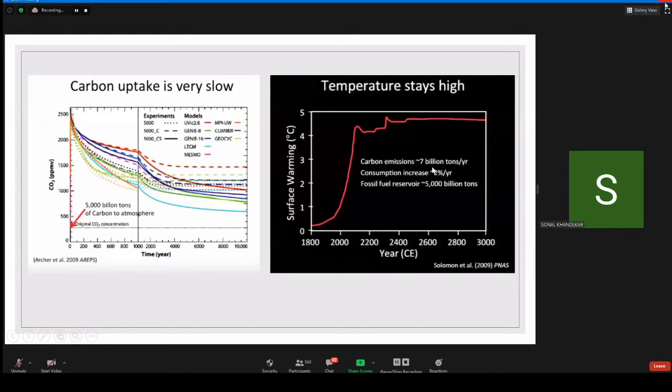However, if the fossil fuel reservoir was 5,000 billion tons, and if we suddenly increase emissions, then there will be an increase; this is 2020, so here we will be somewhere here. And if there is a sudden warming, it will continue for around the next 1,000 years. So it's important that we reduce the carbon footprint and the carbon emissions, and we are dangerously heading towards the state that we reached 56 million years back.